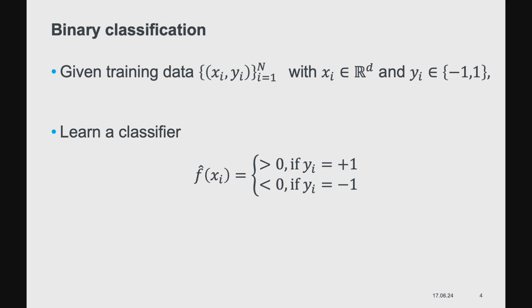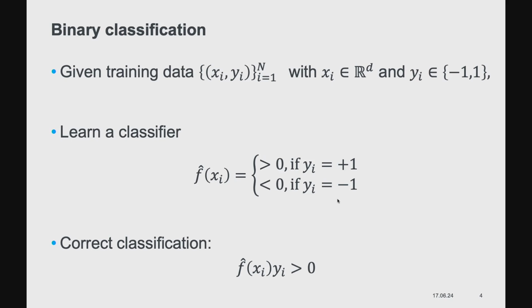Then we have data based on which we do the training, right? And we indicate that a data point belongs to a certain class, as we do here, either -1 or +1. And we want to learn a classifier. And the idea is that our function f hat returns for a data point a value larger than 0 if the class is positive, and smaller than 0 if the class is negative.